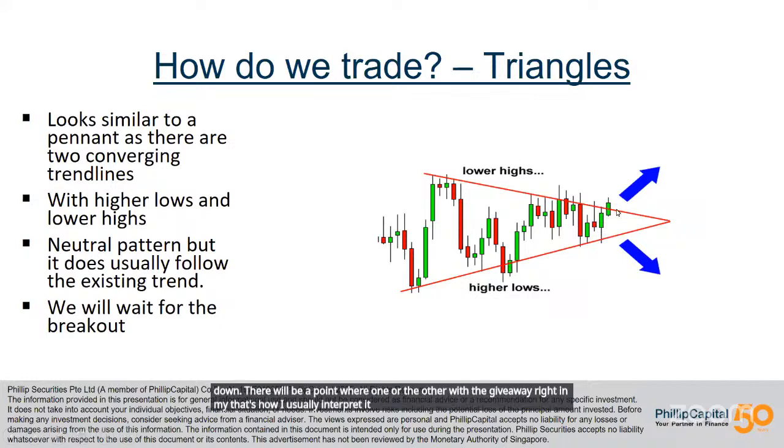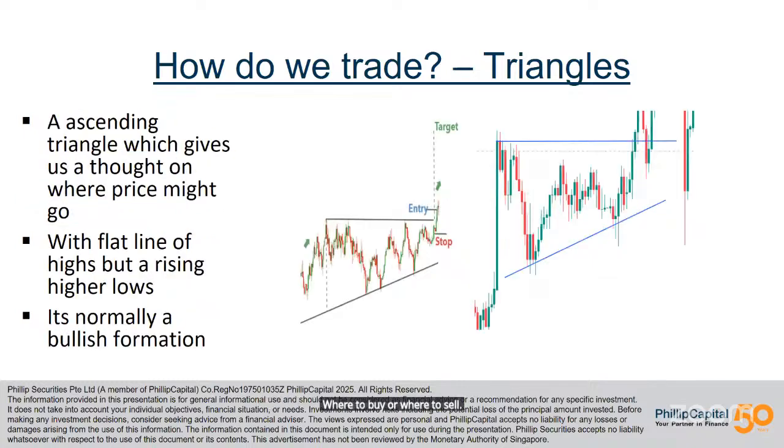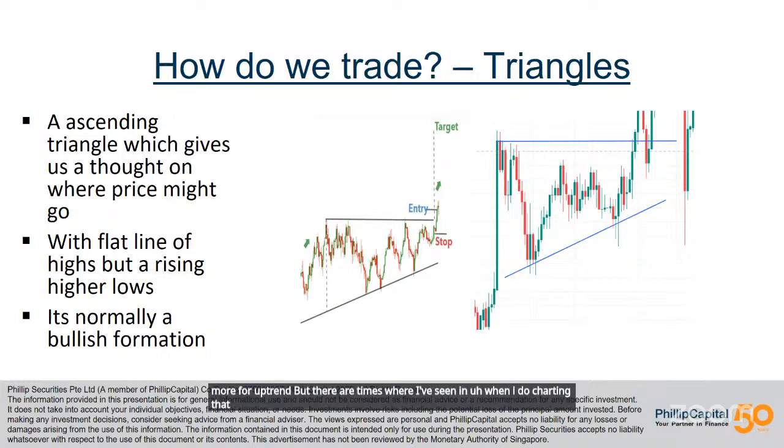Once price breaks out from the triangle, that's where we will have a decision on where to go, where to buy or where to sell. Moving on, next up is the ascending triangle. The name suggests that the ascending triangle is more for an uptrend, but there are times when I've seen, when charting, that it actually breaks back down.